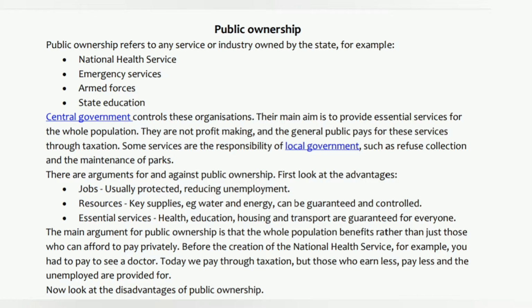The main argument for public ownership is that the whole population benefits rather than just those who can afford to pay privately. Before the creation of the National Health Service, for example, you had to pay to see a doctor. Today we pay through taxation, but those who earn less, pay less, and the unemployed are provided for. Now look at the disadvantages of public ownership.